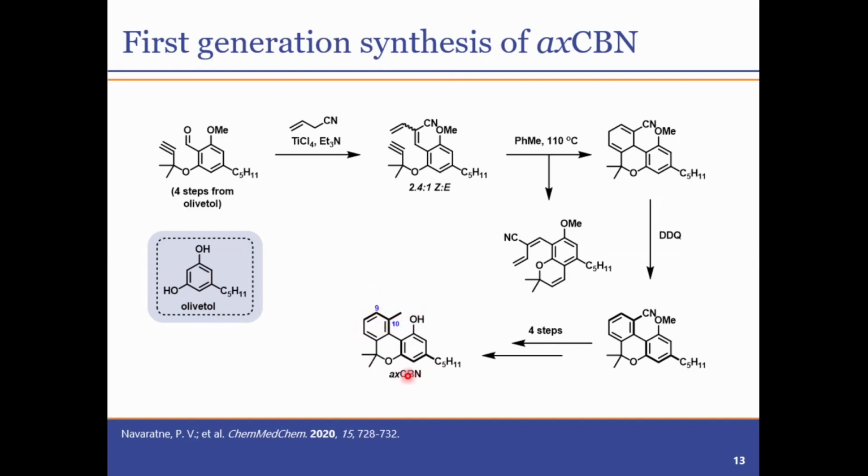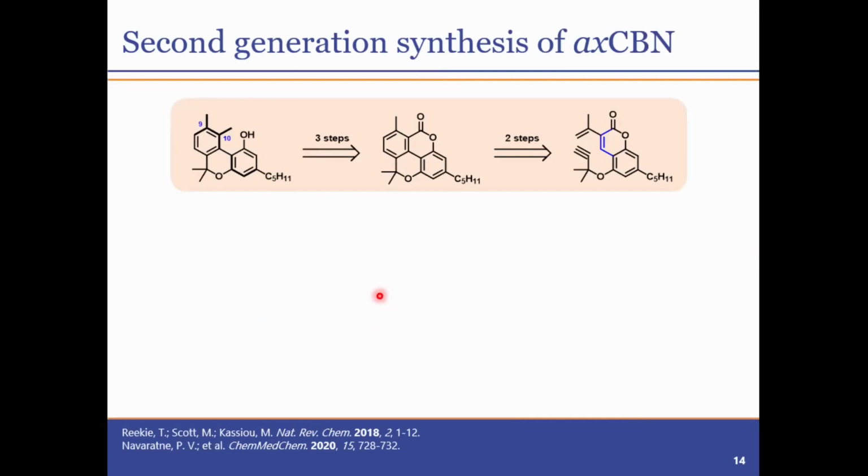And unfortunately, this synthetic approach did not afford the ability to do that. And so we would like to be able to synthesize molecules with functional groups at this position, as well as address a couple of the liabilities associated with this first generation route. And so where I came in really for this project was trying to spearhead a new reaction development, new synthetic development to target further analogs of axCBN.